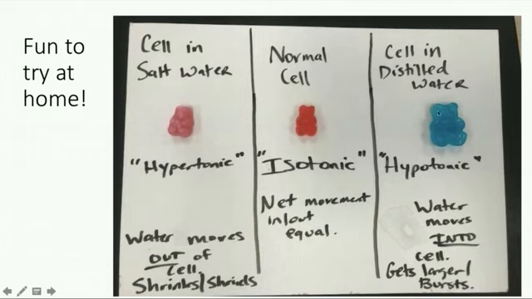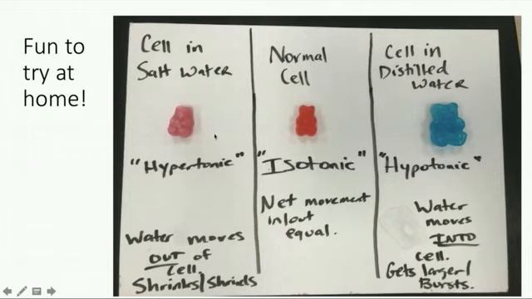Now, if I put my cell or my gummy bear in distilled water, what happens to it? Well, it expands. All of the water that was surrounding this original gummy bear knew that there was sugar inside of it, so all of the water wants to go into the gummy bear, okay, and it's going to expand. So this would be a cell in a hypotonic solution, and oftentimes hypotonic solutions will be distilled water, because water is going to want to move into the cell. It's going to expand that cell.